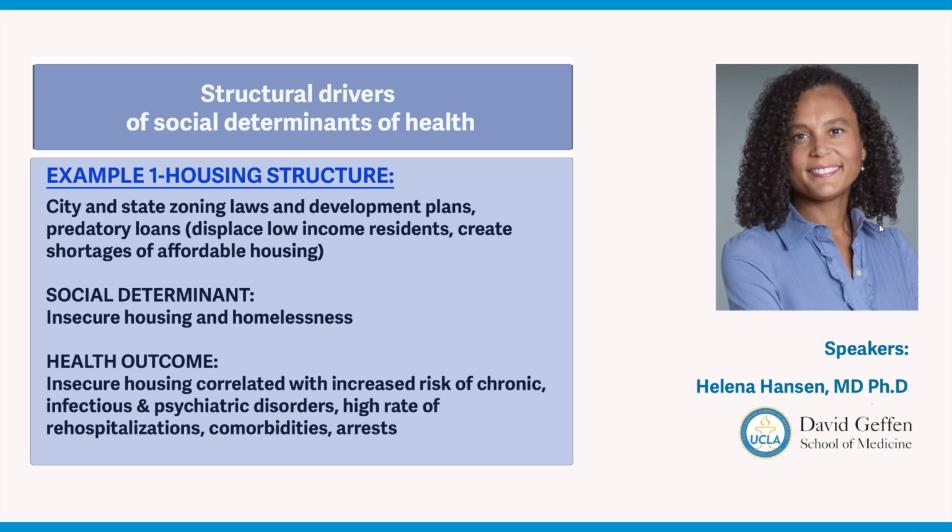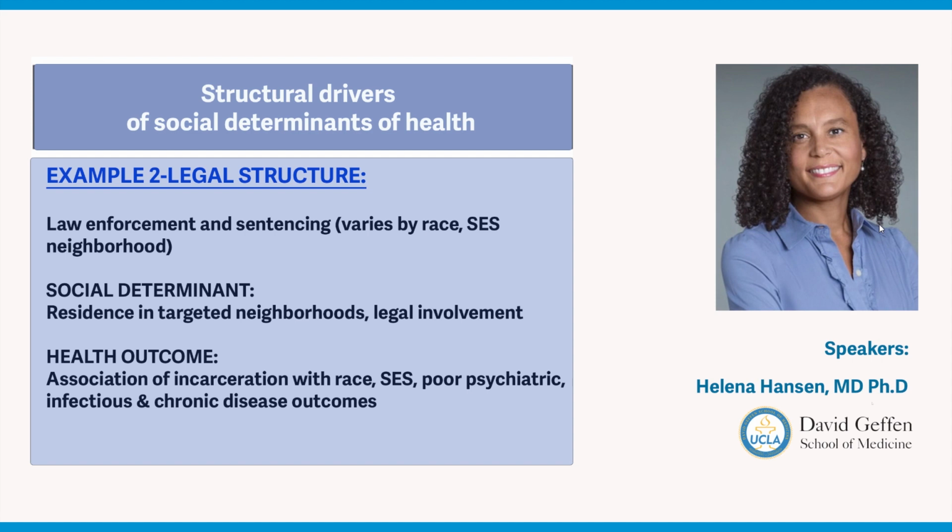And if you start to dig into those, you'll see that there are these structures, these largely policy level structural forces driving those differences in how much people have access to affordable housing. So there are city and state zoning laws and development plans that displace large numbers of low-income people, often Black and Brown people, from their housing. There's predatory lending. Many of you were young, I think, during the 2008 crisis, but that was really due to wide-scale practices of giving bad loans to low-income, largely Black and Brown homeowners.